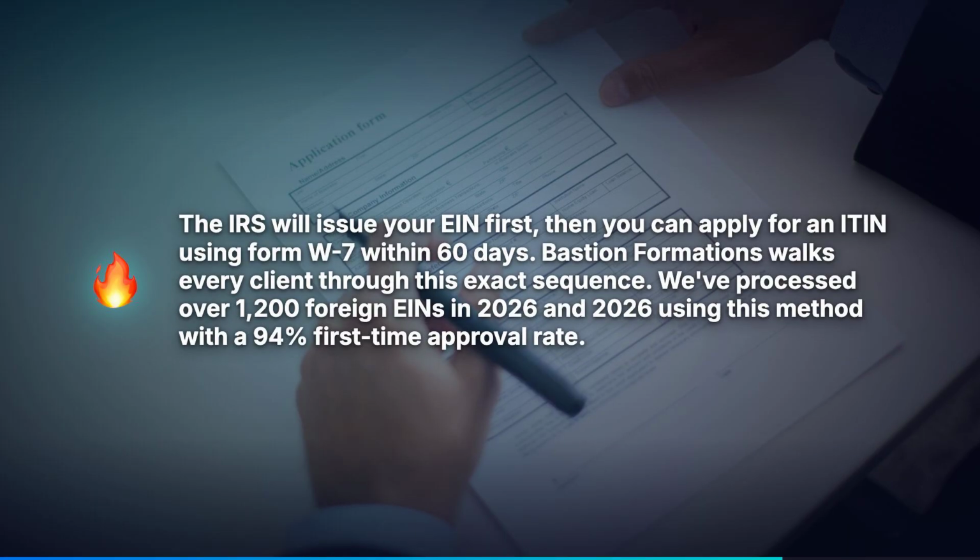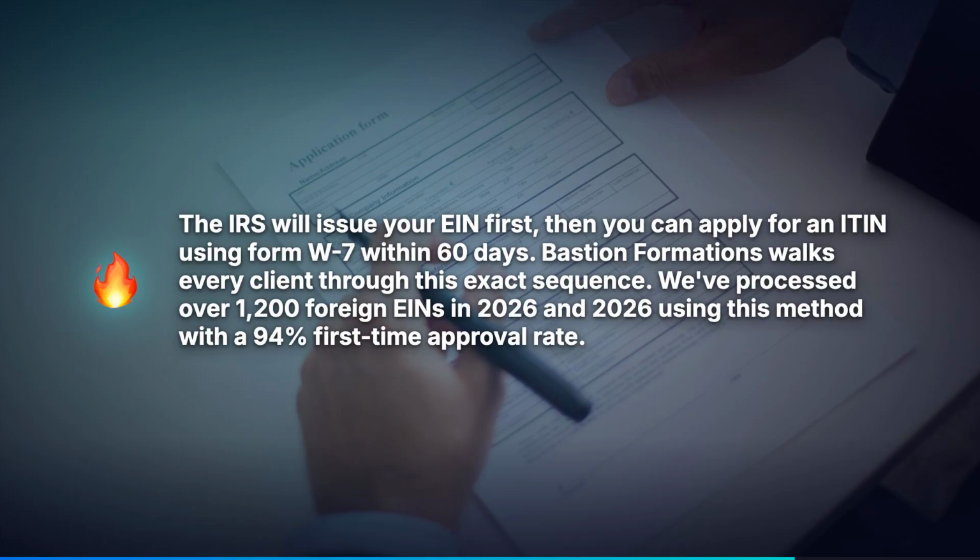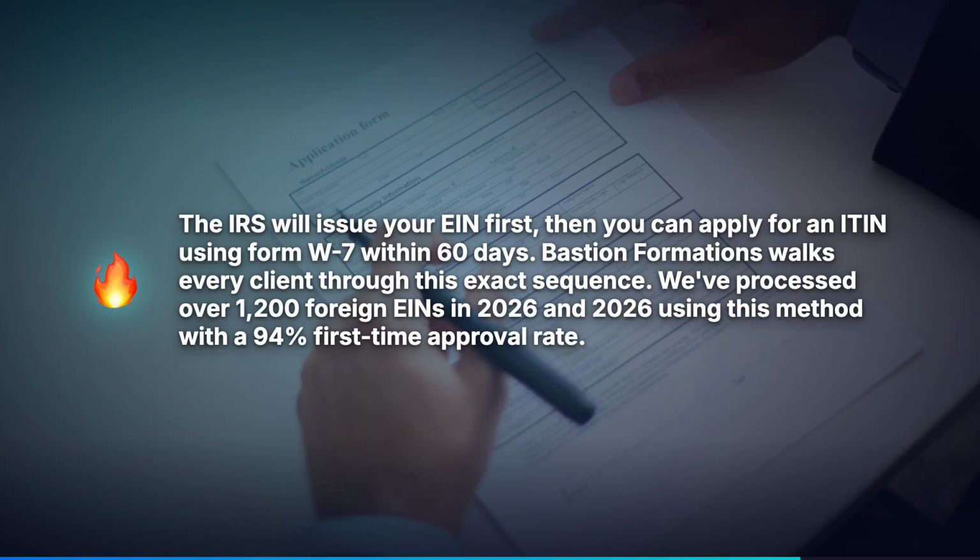This tells the agent you understand the process and you're not trying to bypass requirements. The IRS will issue your EIN first, then you can apply for an EIN using Form W-7 within 60 days.